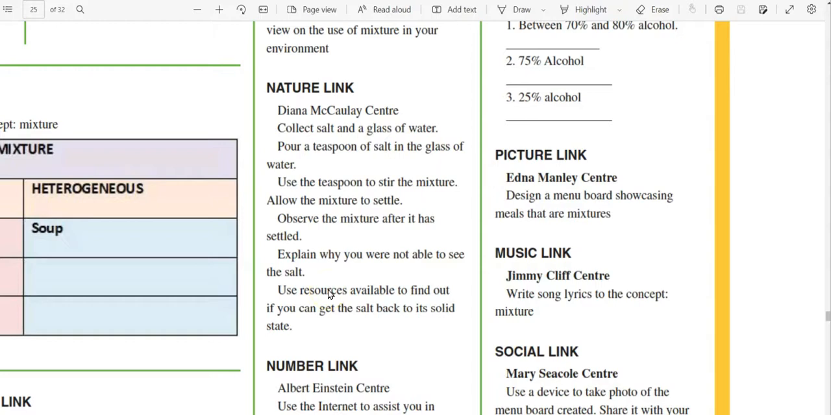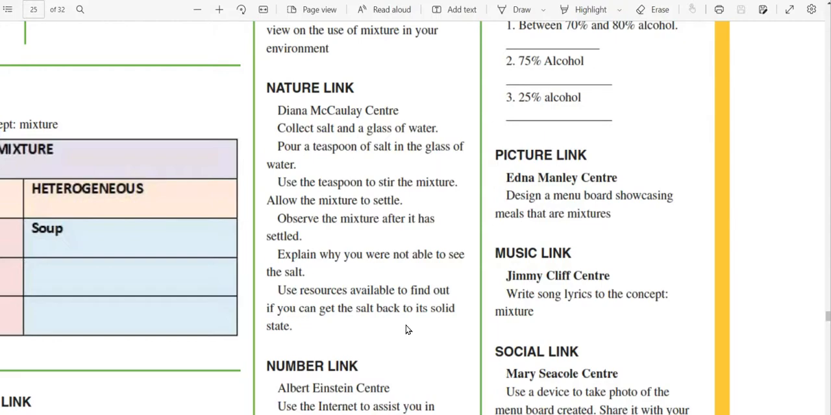Remember that we can use the resources available to find out if you can get the salt back to its solid state. Now, this one, we need to go back and look at solute and solvent to help to explain the salt and water situation. And if we use the process of evaporation, we would be able to take away the water, and then we would have the residue there being the salt.